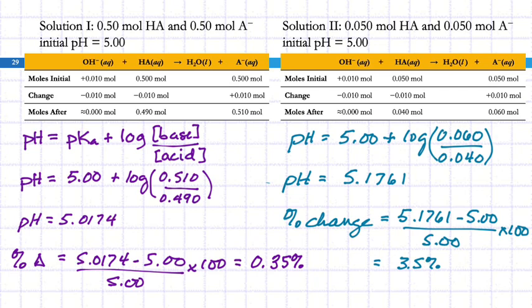Is one better than the other, in the buffer? This buffer is going to be better because when we add something to it, the pH changes less. This is a buffer, but it can't handle very much. So when we add the same amount, we get a bigger change in pH. So a better buffer will have less change in pH. Other questions?